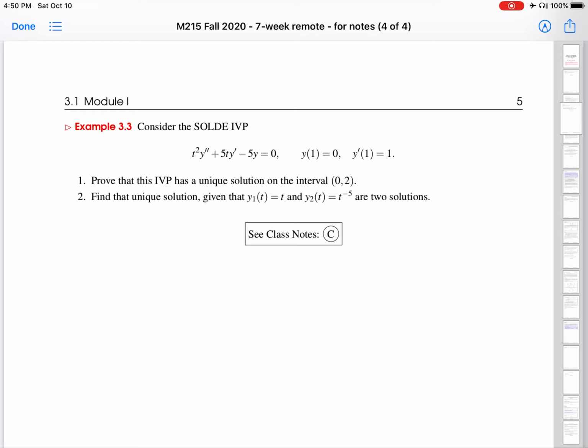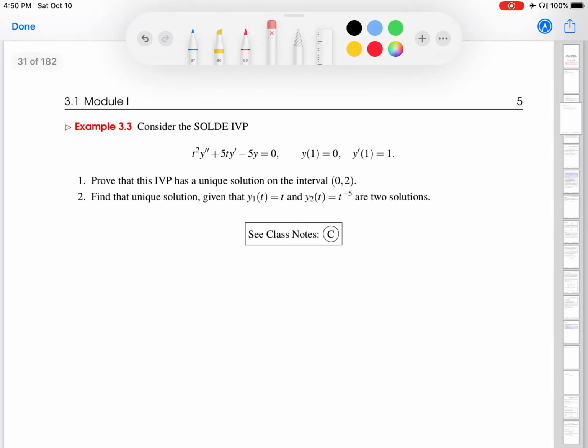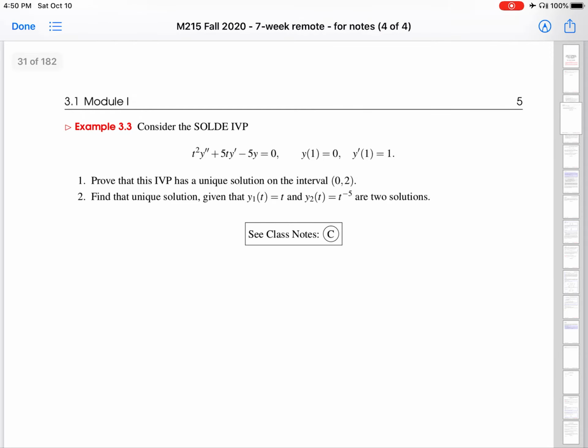Let's consider this IVP, this initial value problem, a second order linear ODE. Here it is, and here are the initial conditions. The first thing we want to do is prove that this initial value problem has a unique solution on this interval. That is a giveaway to going back to the existence uniqueness theorem.